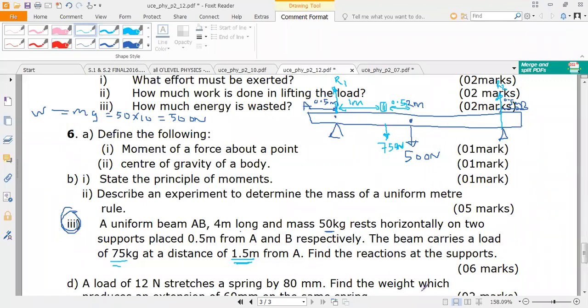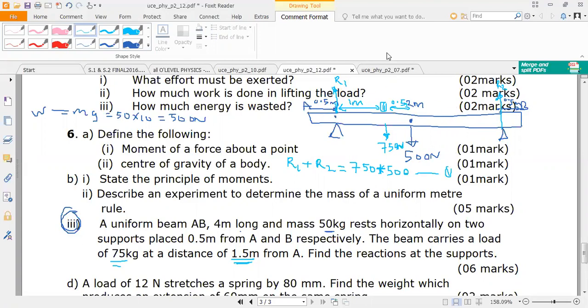To find the value of R1 and R2, we shall use the two conditions for a body to be in equilibrium. The first one says the sum of forces in one direction should be equal to the sum of forces in the opposite direction. Therefore, R1 plus R2 should be equivalent to the forces which are pulling downwards, that is 750 plus 500 newtons. This is the first one, using the sum of forces.